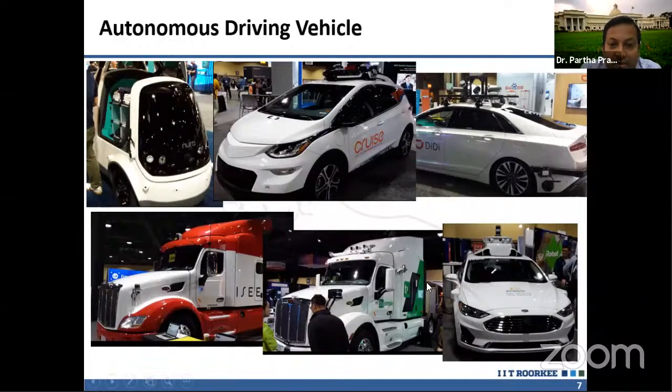Okay, you see some of these vehicles, I took these photos myself. These are all autonomous driving vehicles, running without any drivers. For example, this top left car is a Nuro. This is running in the US for automatic pizza delivery. So if someone orders a pizza, this will come without any driver and deliver the pizza. There are many companies like this which run these kinds of vehicles for their business, and they are showcasing their work, how robust their cars are.